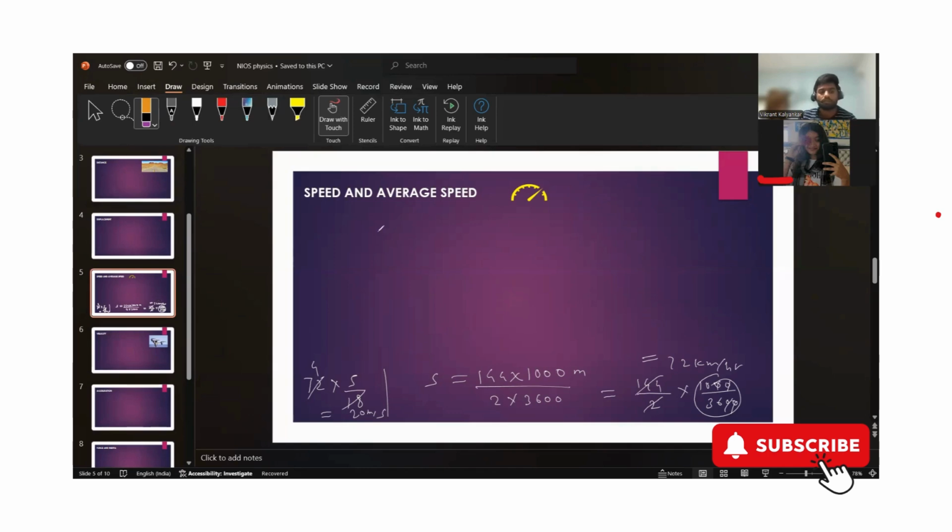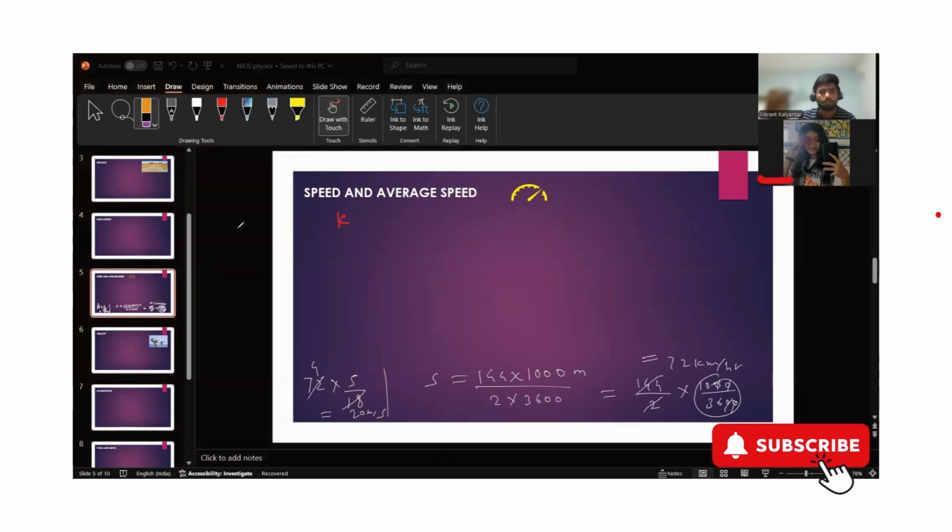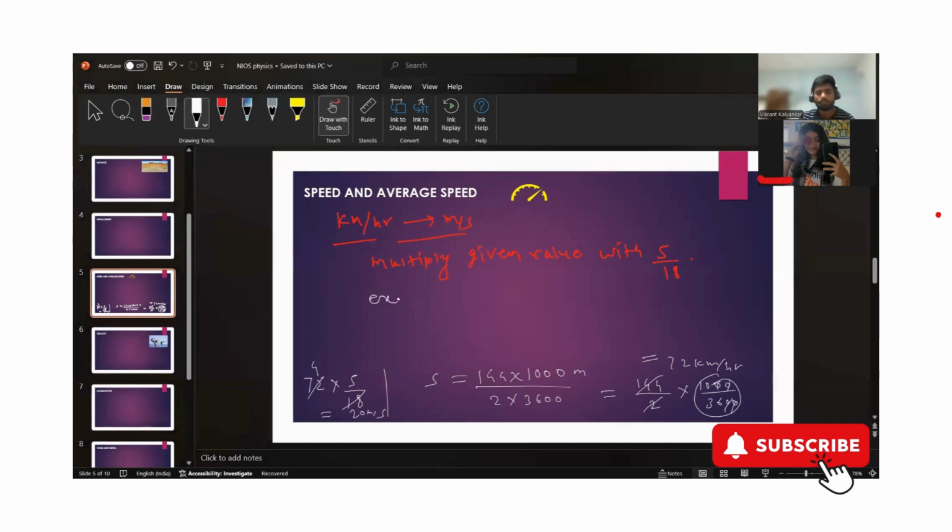Whenever you want to convert speed from kilometer per hour to meter per second, that time multiply the given value with 5 by 18. Examples you can write here like this. 72 kilometer per hour is equal to 72 into 5 by 18. It will be 20 meter per second.